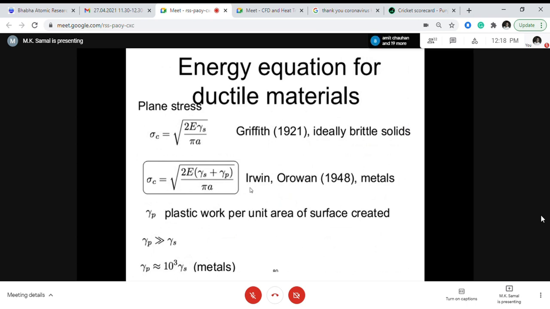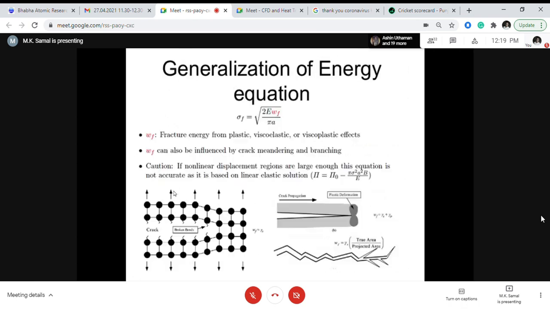Further, they modified this. This is the stress required for fracture, but generally we will not use it in this form. We will use sigma root pi a, that is, using the stress. So instead of a, they substituted a effective, where a effective is a plus the radius of the plastic zone. The radius of the plastic zone estimation was given by Irwin and also later by other scientists. We will be talking about that shortly.